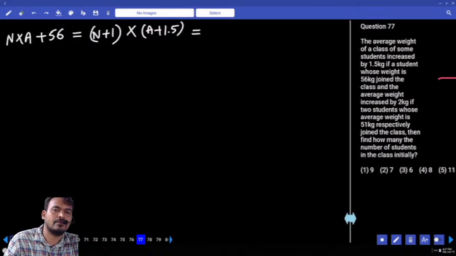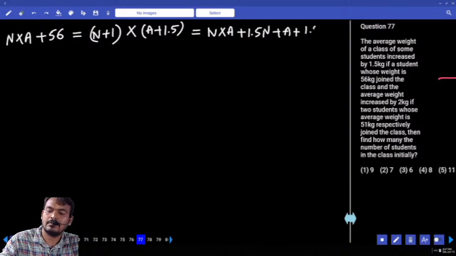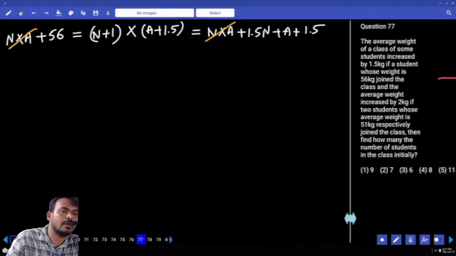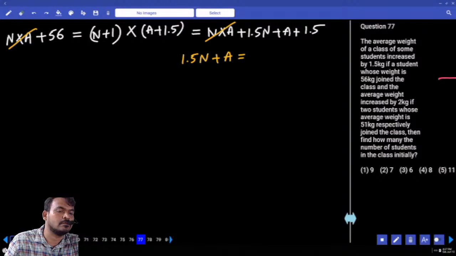Split the right hand side value. What is the right hand side value we wrote? N into a plus 1.5n plus a plus 1.5. Okay, simplify this one. On both sides n into a gets cancelled. What is the remaining? 1.5n plus a equals 56 minus 1.5, 54.5. That is the first one.